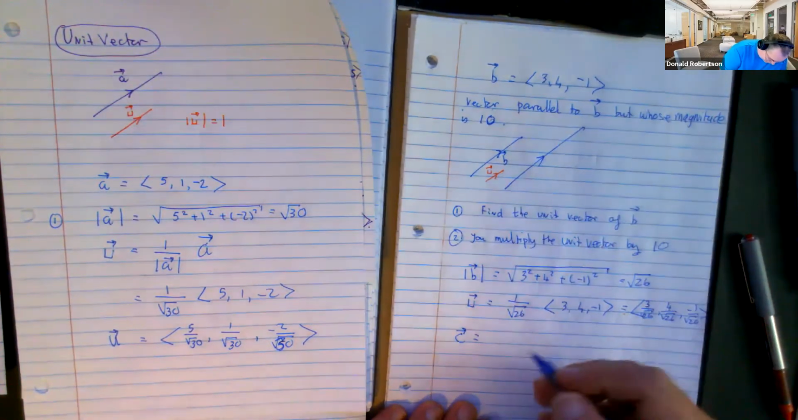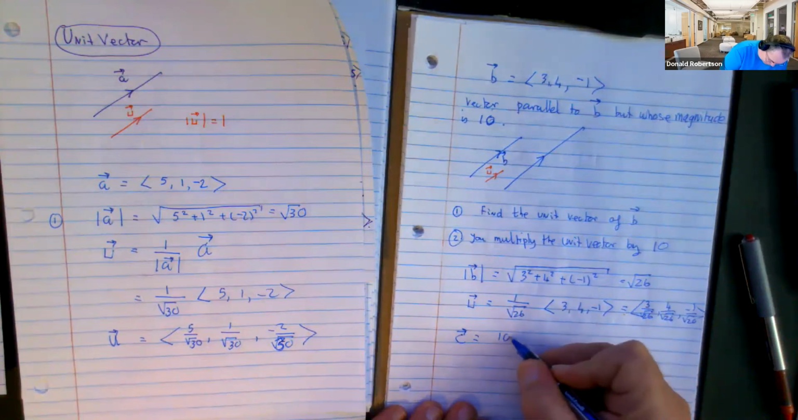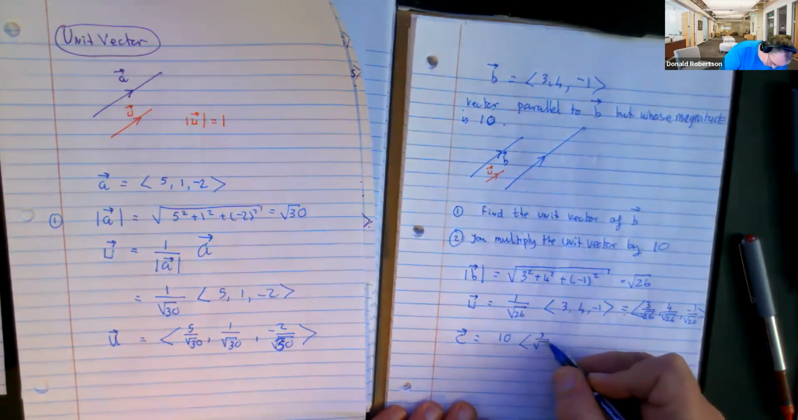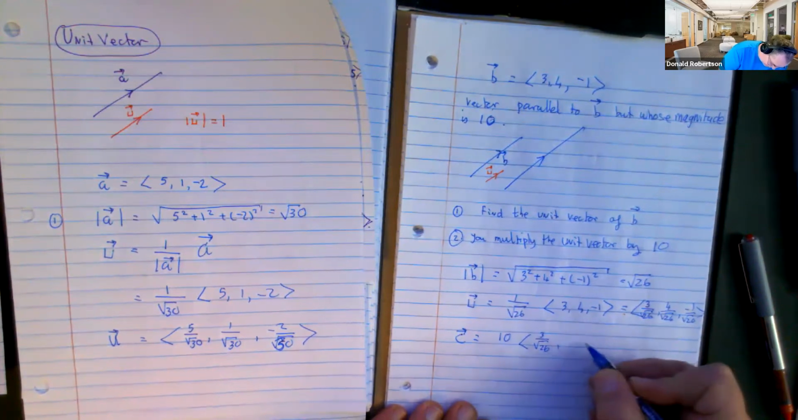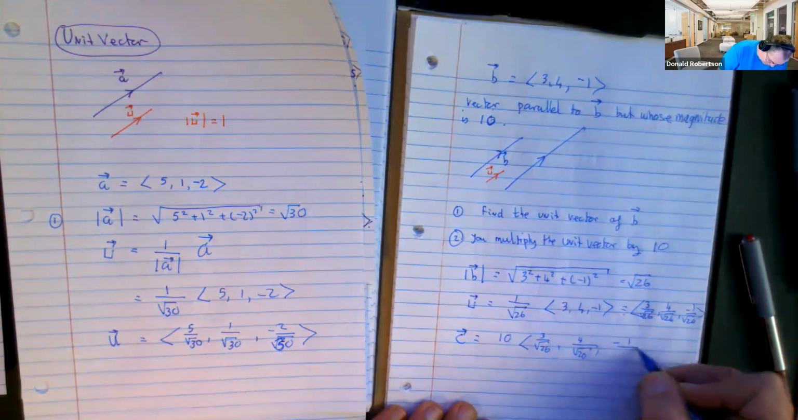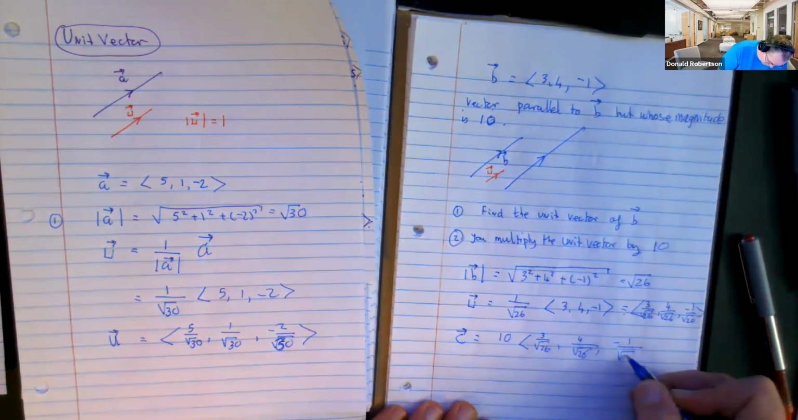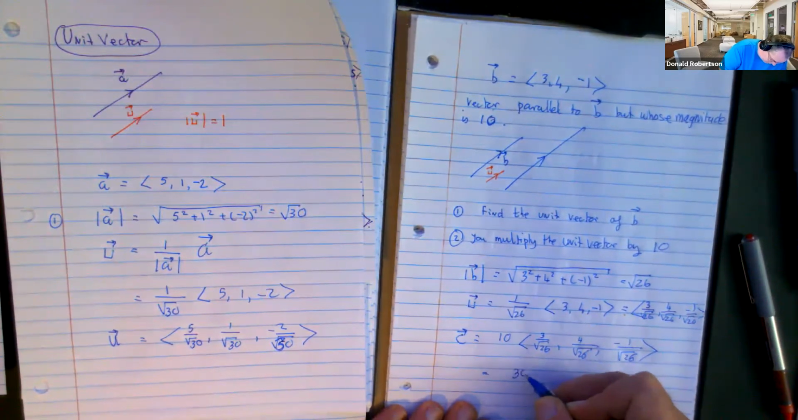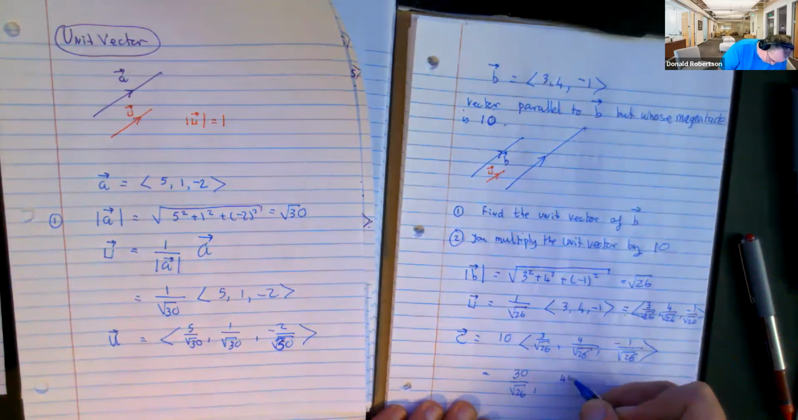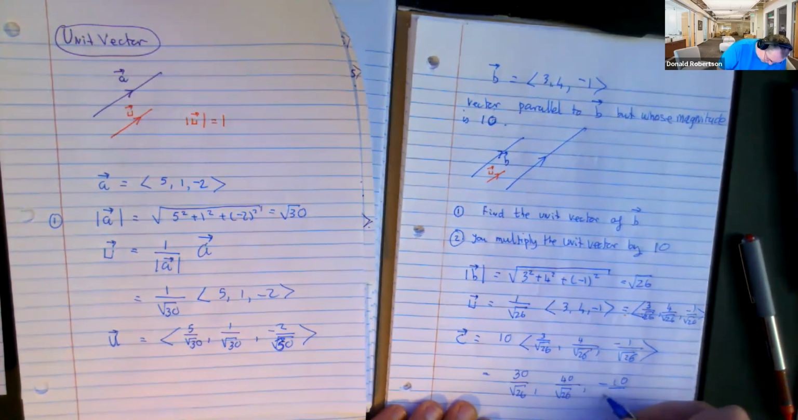So we're going to find this vector C, and he is going to be, or she, if it's a female, is going to be this guy. So 30 out of the square root of 26, 40 out of the square root of 26, and negative 10 out of the square root of 26.